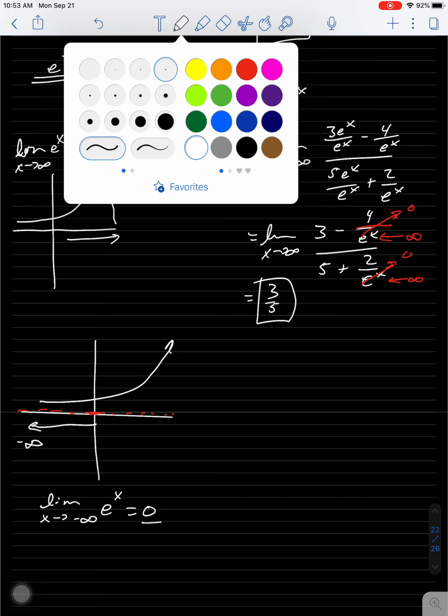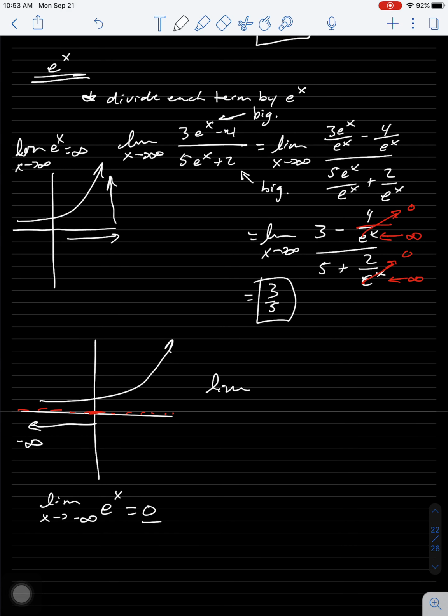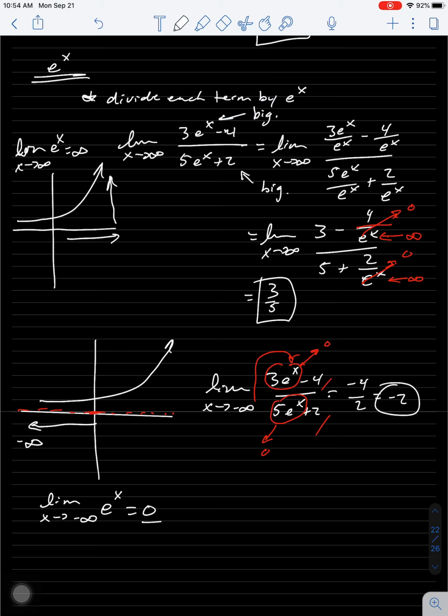Okay, so let's take a look at the same function, but with x going to negative infinity. So if I do a direct plug-in, I'm looking at this. If I plug in a really big negative number, this goes to 0 right away. It's not blowing up. And this also goes to 0. Well, the 4 and the 2 don't depend on x, so this actually is just negative 4 over 2, which equals negative 2. And that's your answer.